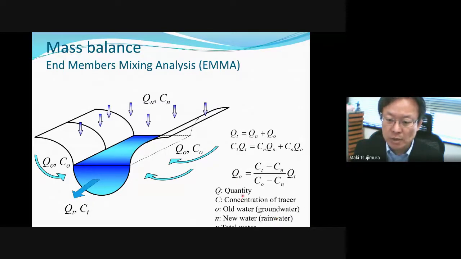Okay, Q is the quantity and C is the concentration of the tracers. O is the old water, that is groundwater, N is the new water, that is rainwater, and T is the total water. So we could simply get the conservative mass balance equations, including concentration of solutes. Finally, we could get the total amount of the waters, how much is coming from old waters or new waters, meaning how much rainwater contributes to the final stream waters and how much groundwater contributes to the final stream waters.